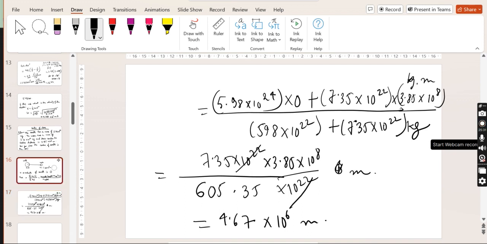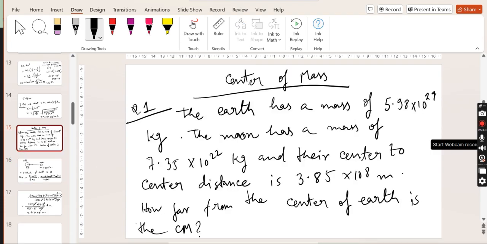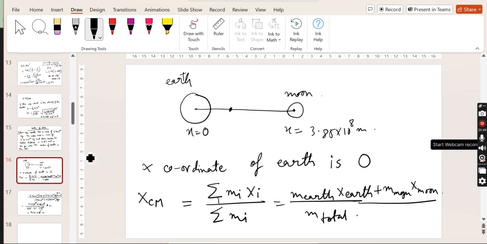So you can see the center of mass is closer to Earth than Moon. But if the same question is asked as how far from the center of Moon is the CM, then x Earth would have been 3.85 × 10^8 meter, and x Moon we should consider 0.